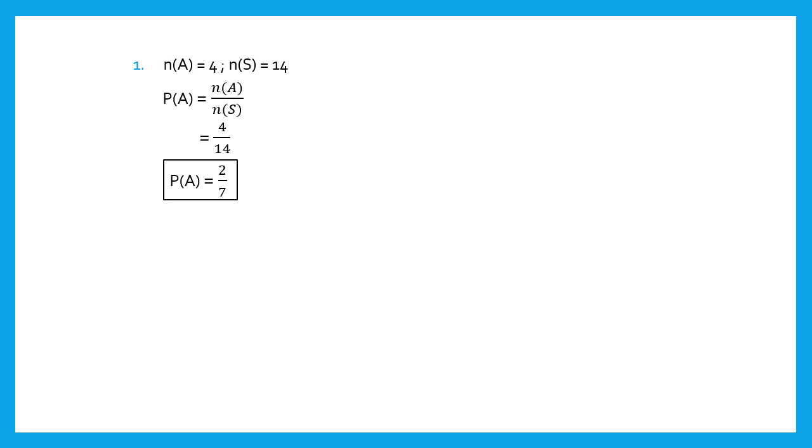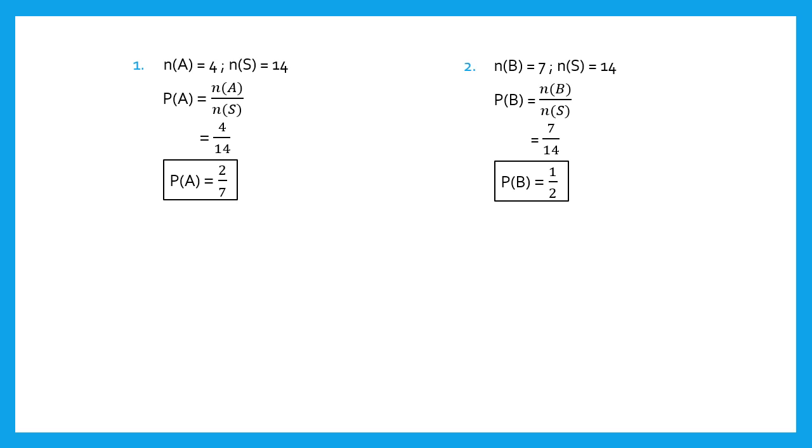N of B is equal to 7 and N of S is equal to 14. Write the formula to find the probability of event B. That is, P of B is equal to N of B upon N of S. Substitute the values, we'll get 7 upon 14. Reduce it to lowest form, we get P of B is equal to 1 upon 2.